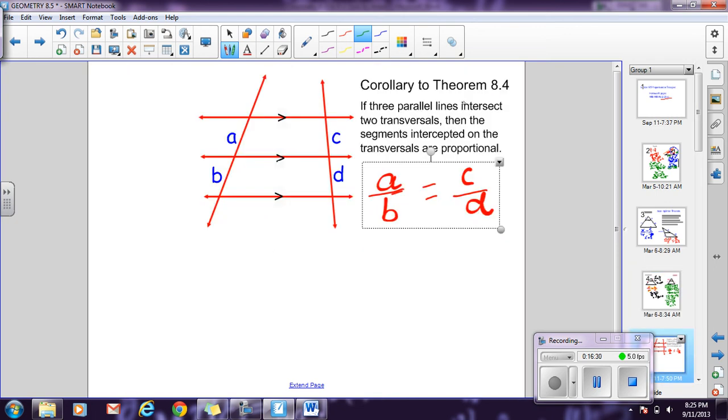It's still 8.4. There's another theorem, though. Corollary to theorem 8.4 is if 3 lines are parallel, so I have, here we go, 1, 2, 3 lines parallel. Do you see that? Little sign means are parallel. And they're intersected by 2 transversals. I got a transversal right here and a transversal right here. It's really simple. Then the segments intercepted on the transversals are proportional. A to B equals C over D. That's it. So why don't you go ahead and stop it, write this down, and yeah, again, pretty easy.